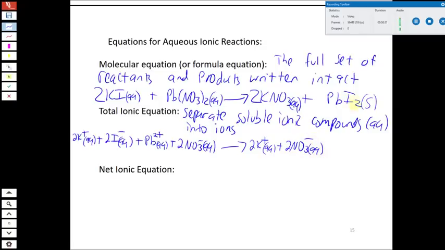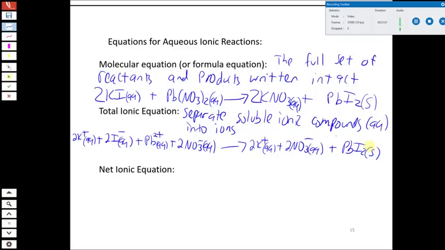But then we don't separate the lead iodide, because lead iodide here is, again, an insoluble precipitate, so it's not going to separate into ions in solution, so we still keep that as PbI2 solid. All right, so for the total ionic equation, we separate all species that are soluble aqueous compounds into their respective ions. Anything that's insoluble, we still leave it as is. It's still staying together, obviously. Okay? So that's our total ionic equation.